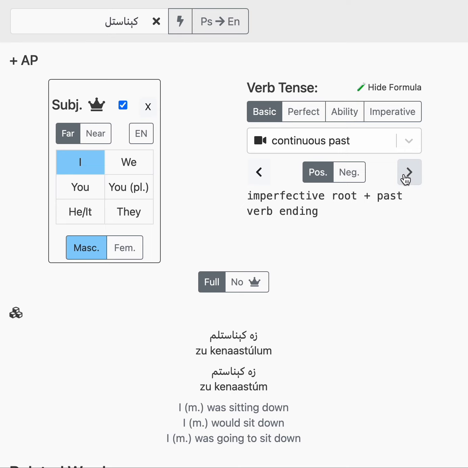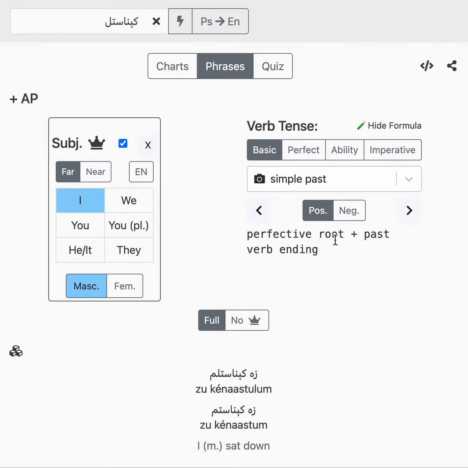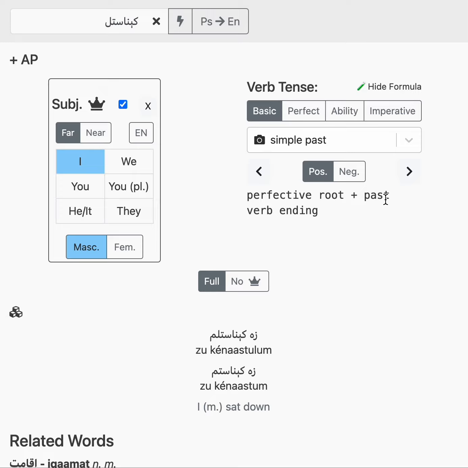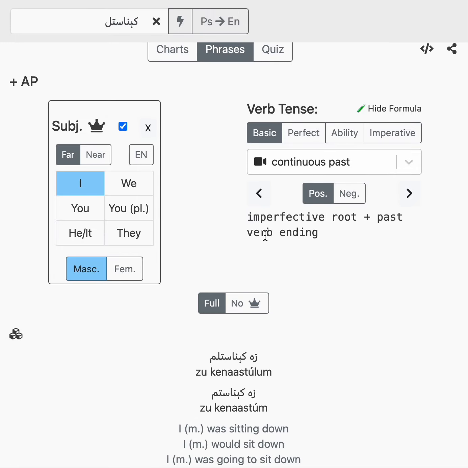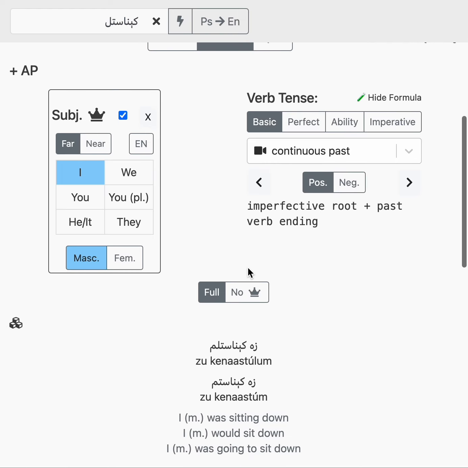So here's a huge difference in meaning and just a very slight difference in sound. So the simple past, just saying I sat down, is za kenastam. And the continuous past, to say I was sitting down or I would sit down or I was going to sit down, would be za kenastalum. Listen, za kenastalum or za kenastalum. Or if we use the short forms, za kenastam, za kenastam.